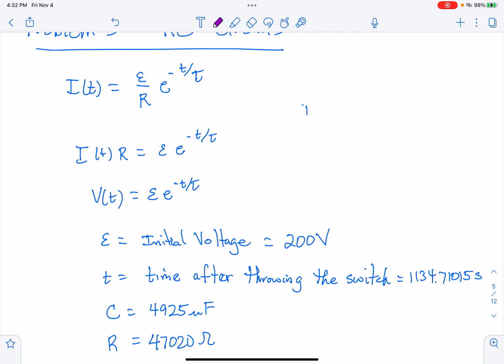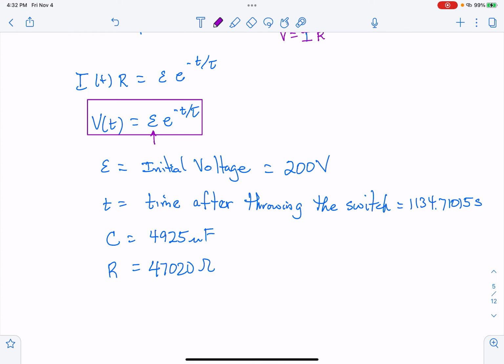We know from Ohm's law that I times R is just V. So we have our voltage here, okay? And the EMF, which is right here, is given to us in the problem. In my particular case, it is 200 volts. Yours might be something different.